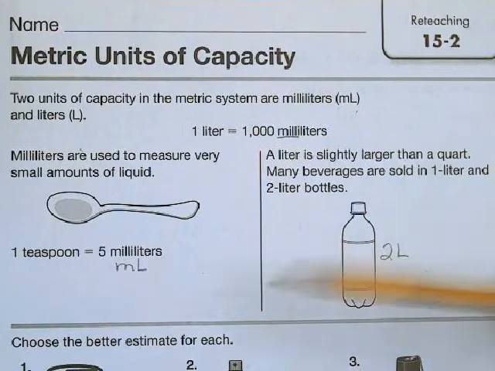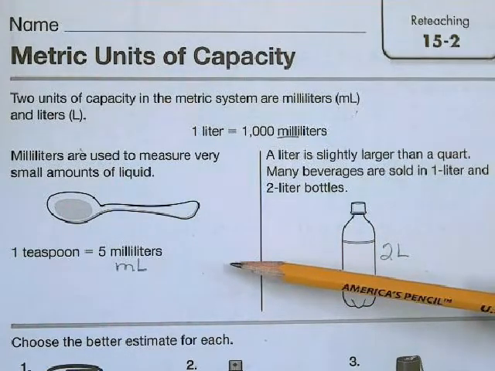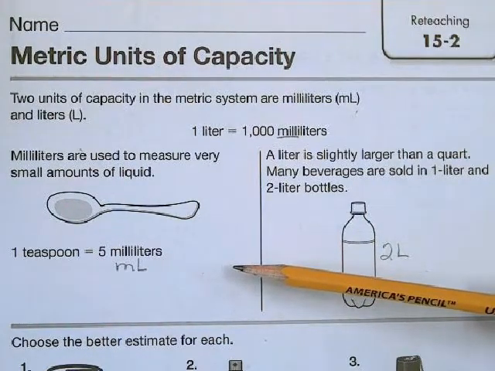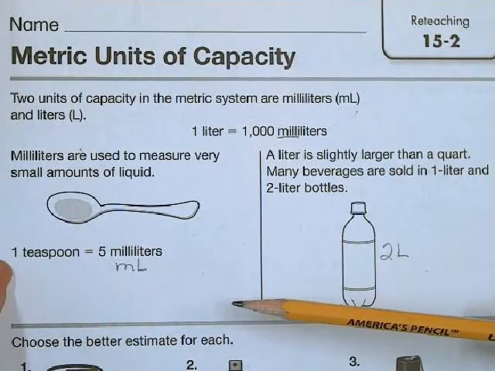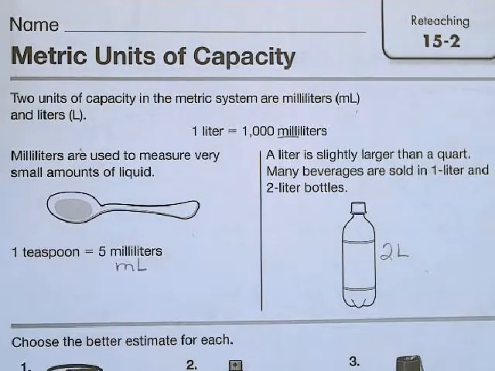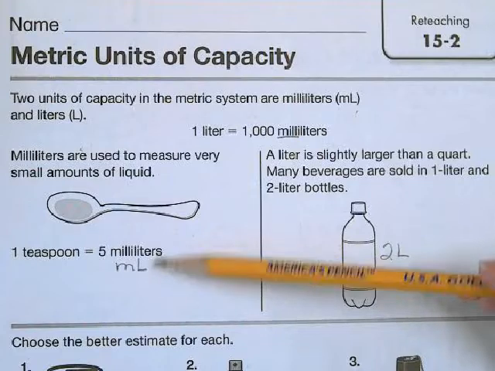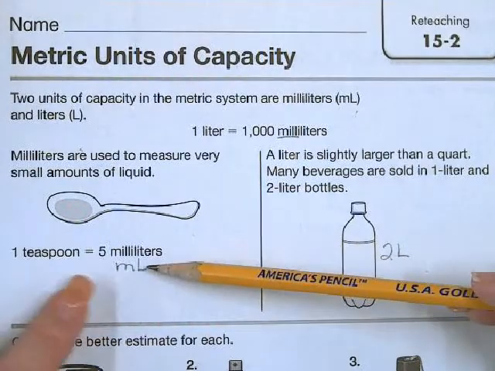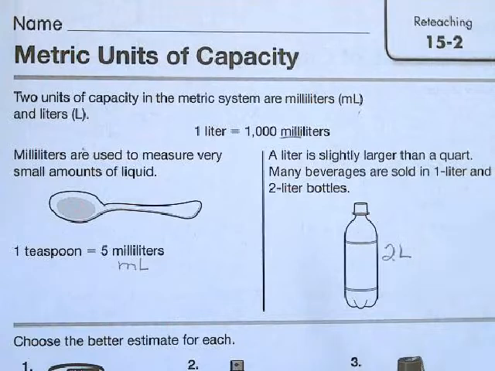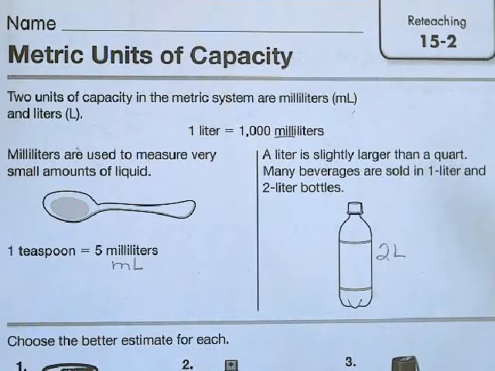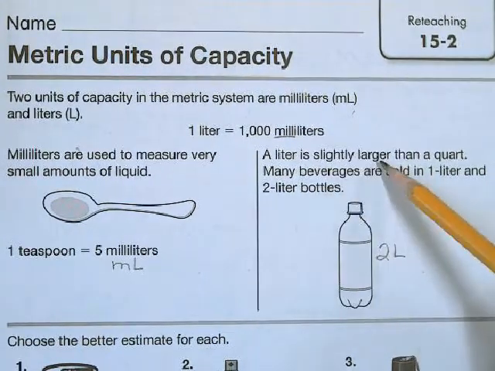Now they give us 2 examples here. They have milliliters are used to measure very small amounts of liquid. Notice here it says 1 teaspoon is about 5 milliliters. So ml is being shown as an abbreviation for milliliters here. You also have another example over here. A liter is slightly larger than a quart.